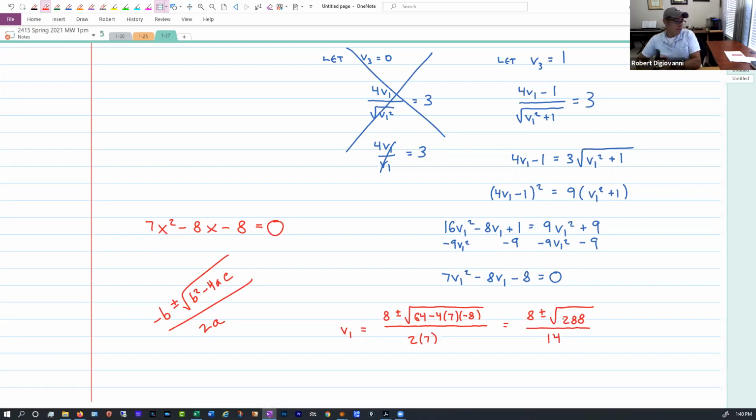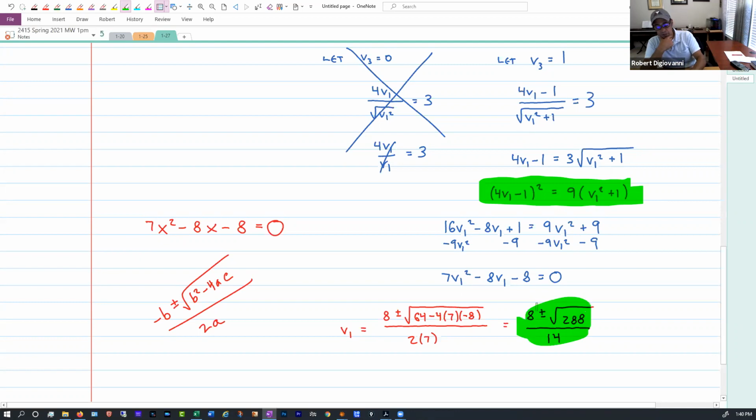Now we do have one issue. Do you remember this step right here, where I squared both sides of the equation? We're allowed to do that, right? In algebra, we learned that we're allowed to do that. But what must we do anytime we square both sides of an equation? What must we do with these answers?